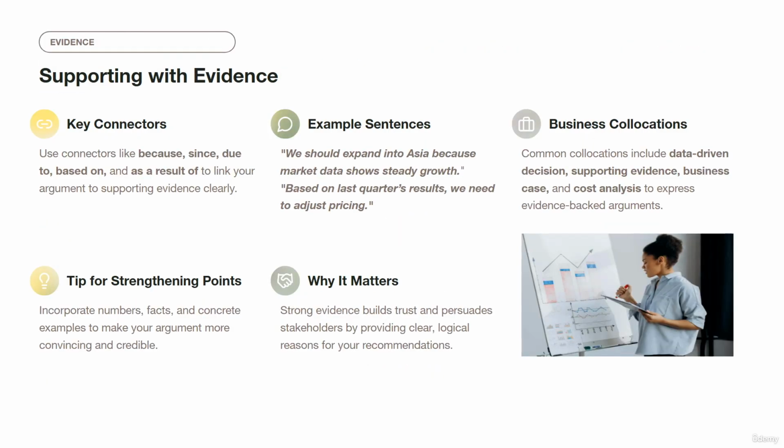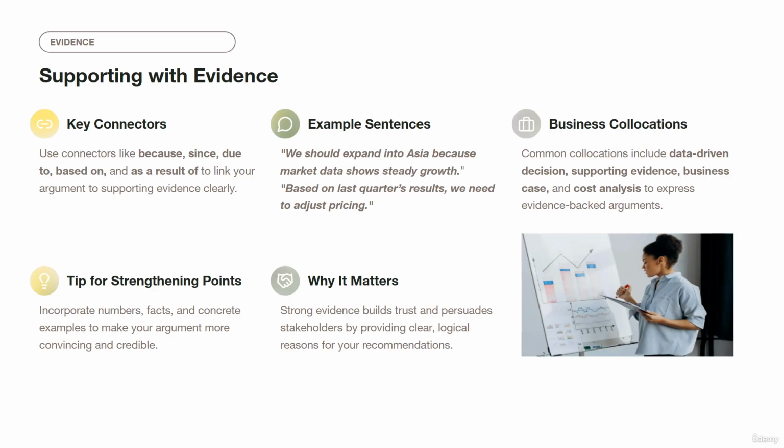When you explain your thinking, when you explain your decisions, you want to be able to explain the reasons for them. So you want to connect the evidence with the decisions you made. You can use vocabulary like because, since, due to, based on, as a result of. For example: as a result of our analysis, we have decided to invest in more staff for the next financial year. We should expand into Asia because market data shows steady growth. Based on last quarter's results, we need to adjust pricing. So because, based on, show the logic in your reasoning, why you're taking certain decisions based on which evidence.